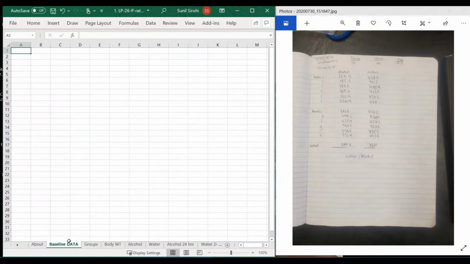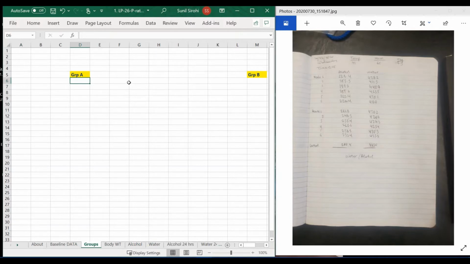Then we have baseline data. I'll tell you about the baseline because we divide animals equally based on their food consumption, their water intake, and body weight. Whenever we have groups, which is in the next tab, they have almost identical food intake, water intake, and body weight. Since we have not started segregating them into groups, we'll get this information later in this experiment.